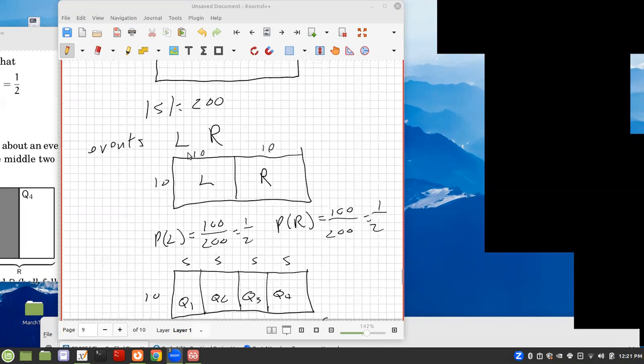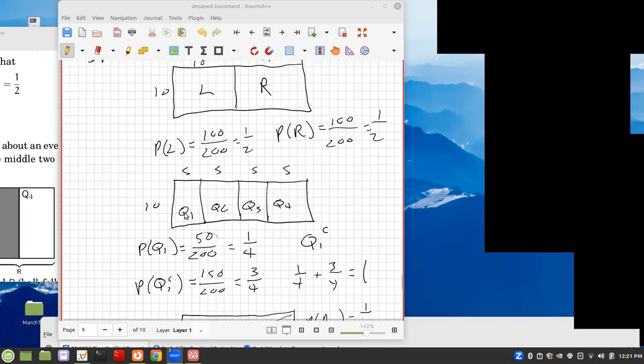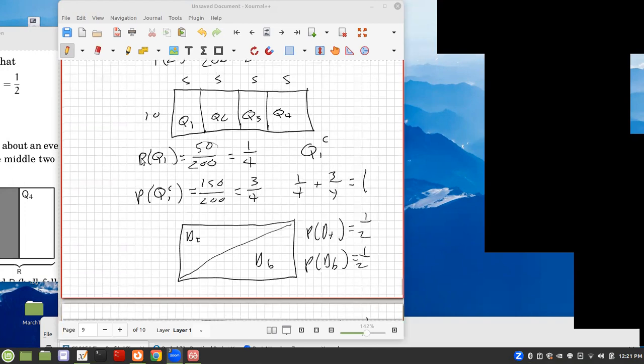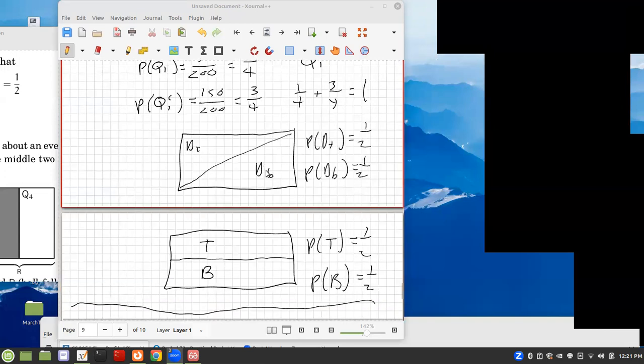We have these events defined: left half of the box, right half of the box, quarter one, quarter two, quarter three, quarter four. The probability in quarter one is 1/4, and 2 is 1/4, 3 is 1/4, 4 is 1/4. We have a diagonal top, diagonal bottom. Even though this is a straight line, we can think of it as crinkled, so that there's an equal number in the top and the bottom, so it's 1/2 and 1/2. We have the top and the bottom.